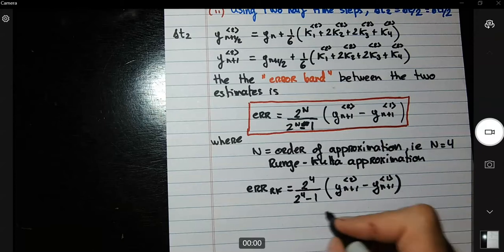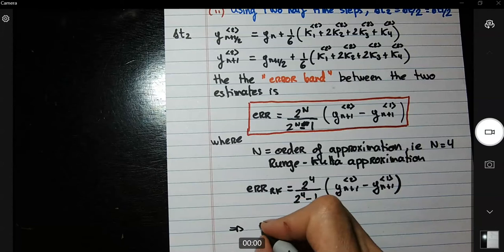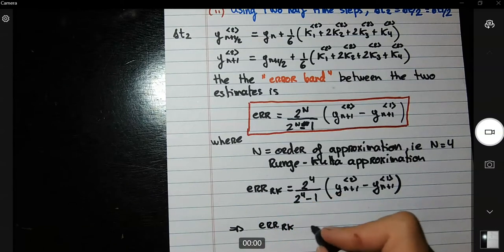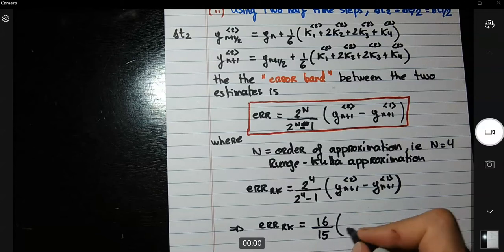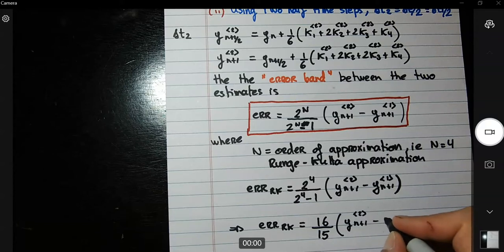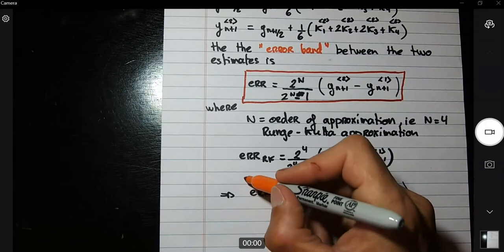Alright, so basically at the end we have that the error for Runge-Kutta, which is the one you will have to program, will be equal to what? 16 over 15 times y n plus 1 2 minus y n plus 1 1. Okay, so this is actually the one you will have to use when doing the programming.